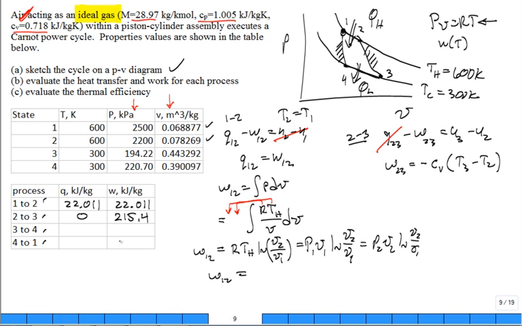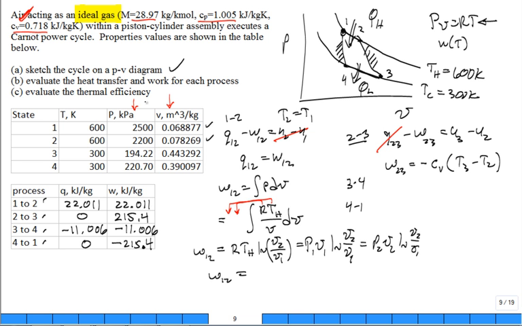Then we go 3 to 4. It's a lot like 1 to 2, but it's a constant temperature at the low temperature. I'm going to put in the number negative 11.006 and negative 11.006, and then do the process 4 to 1. It's a lot like the process 2 to 3, and you'll find that it's adiabatic, and you find negative 215.4 kilojoules per kilogram. So in interest of time, I think you can figure out the other two. They were just like the previous two processes.